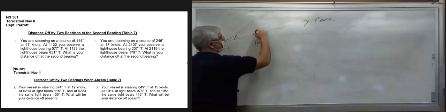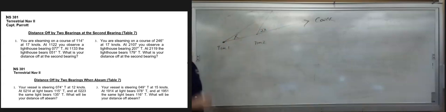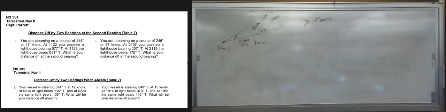Sometime later, at time 2, you get a bearing on that same thing, and now it was, like, 10 degrees off your port bow, now it's 20 degrees off your port bow. If it was 15 degrees off your port bow, now it's 30 degrees off your port bow. You doubled that angle. Well, the interesting thing is that when you double the angle, you create an isosceles triangle where this leg, distance run, equals distance off. Distance run equals distance off. Okay?